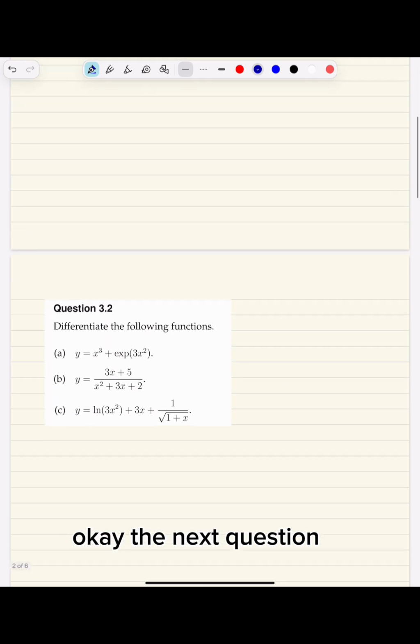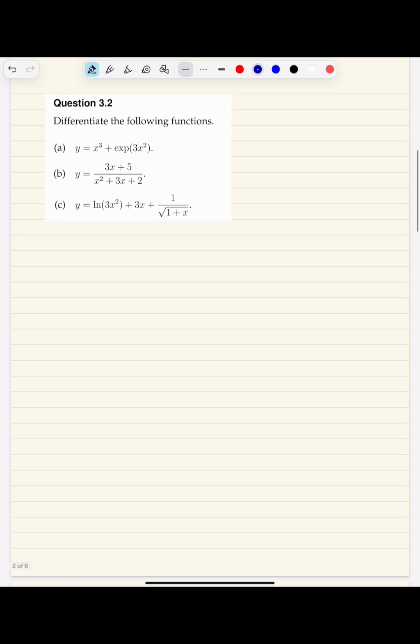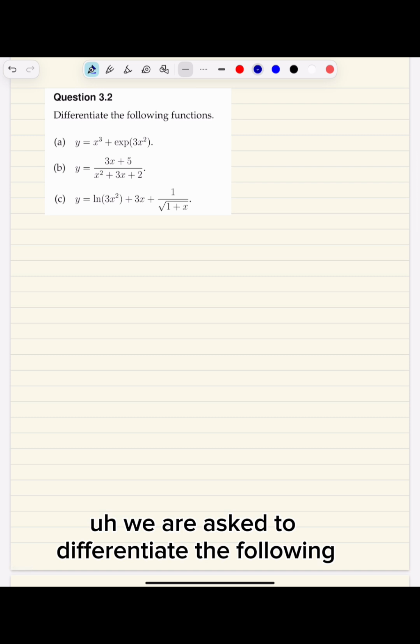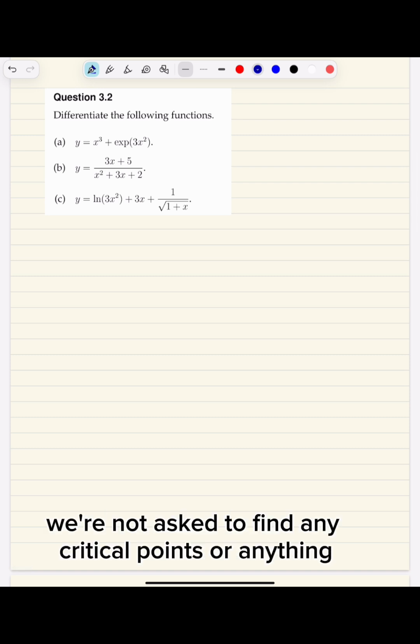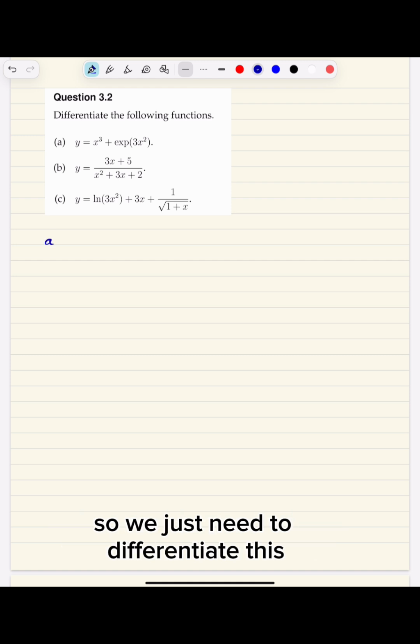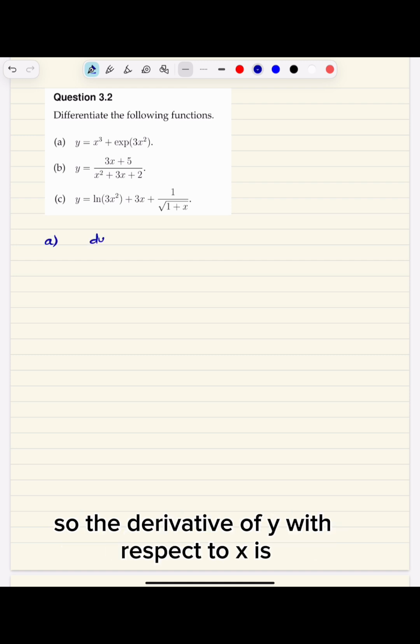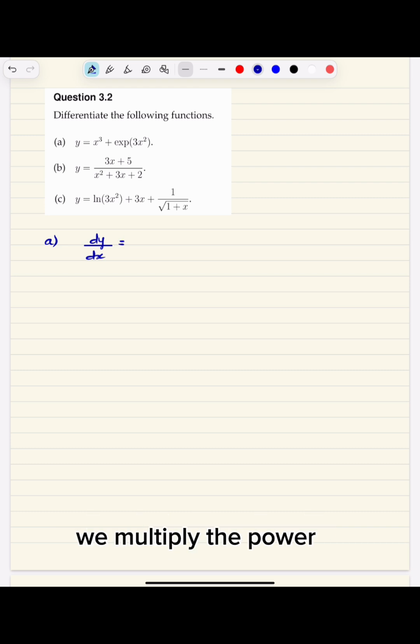Okay, the next question. We are asked to differentiate the following functions, and we're not asked to find any critical points or anything, so we just need to differentiate this. So the derivative of y with respect to x, we multiply the power.